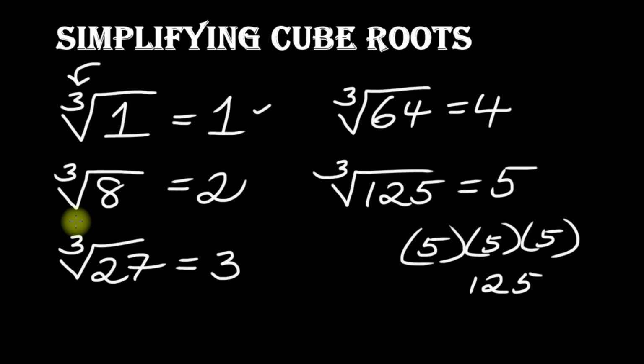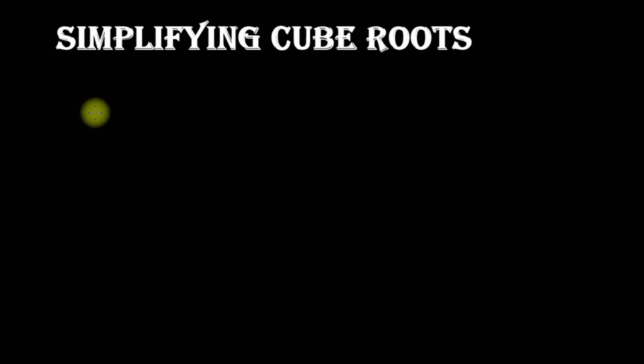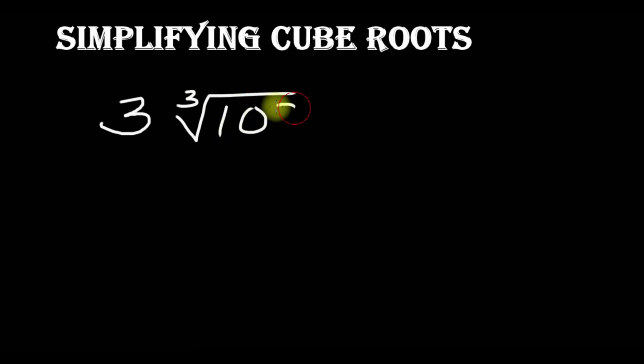And you're going to need to know these numbers in order for you to simplify those cube roots that we do not know. So here we're going to simplify 3 times the cube root of 108. Here we do not know what cube root of 108 is. It's not a perfect cube.